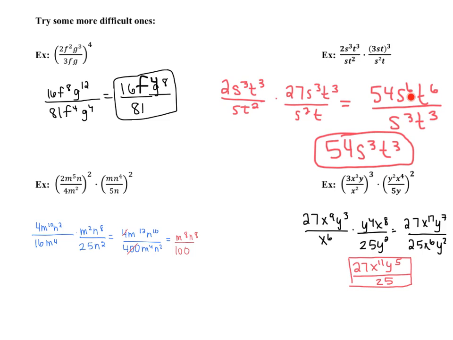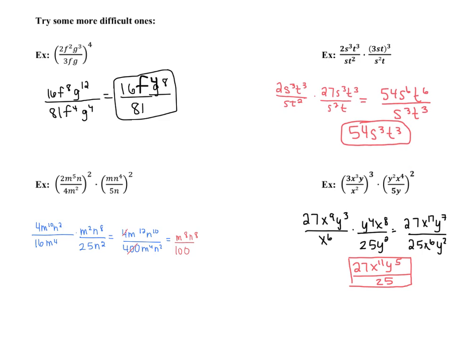S cubed times s cubed is s to the 6th. T cubed times t cubed is t to the 6th. S times s squared is s cubed. T squared times t is t cubed. And then s to the 6th over s to the 3rd becomes s to the 3rd, because 3 of your s's would cancel, leaving 3 s's on top. And then t to the 6th over t to the 3rd is t to the 3rd. So that's your final answer for that one.